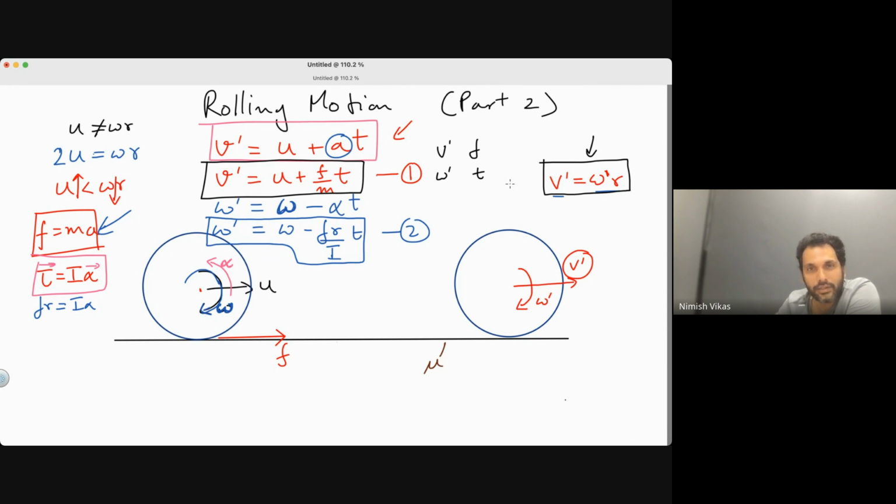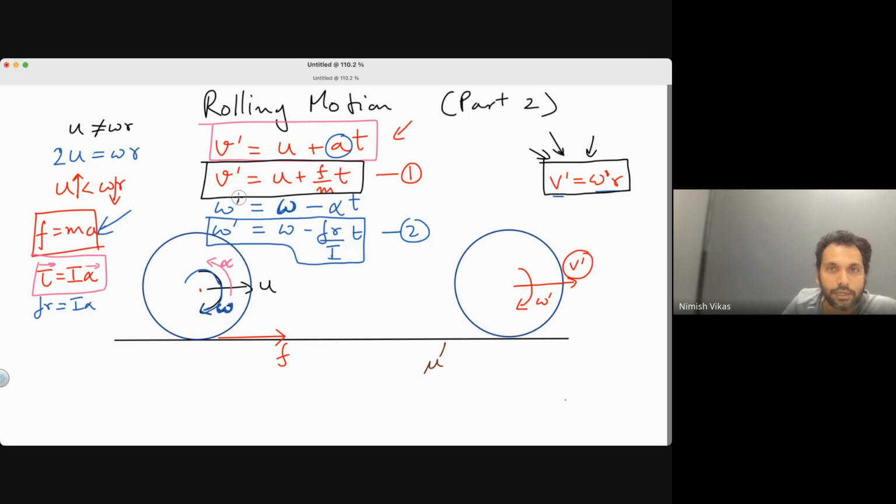But not really. Why? Because V dash and omega dash are connected. They are connected which way? This way, right? V dash and omega dash are related. They are pure rolling velocities, ultimately the pure rolling velocity which it achieves. So V dash can easily be replaced as R times omega dash. Any doubt about it?